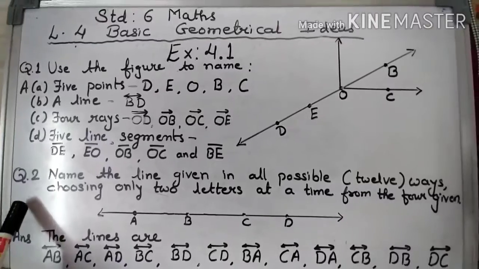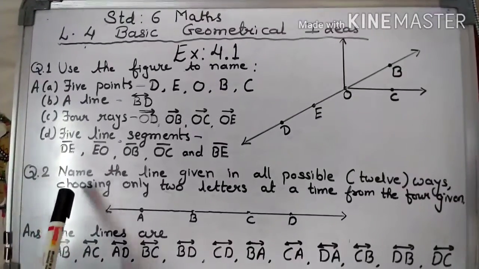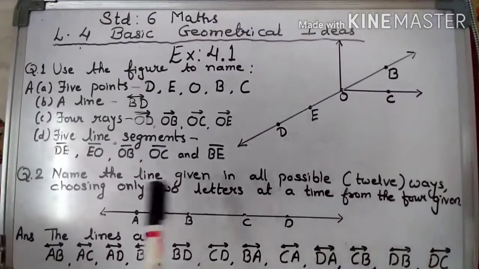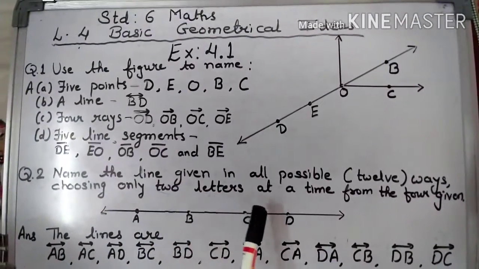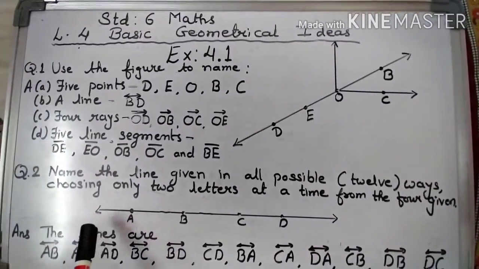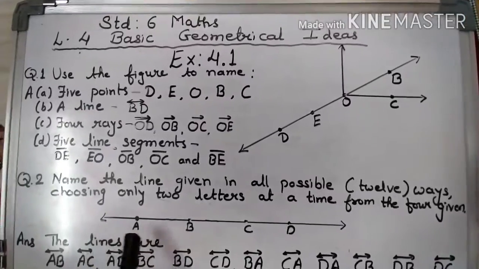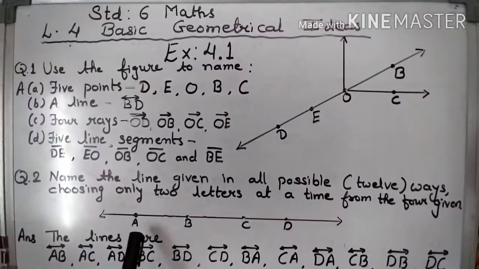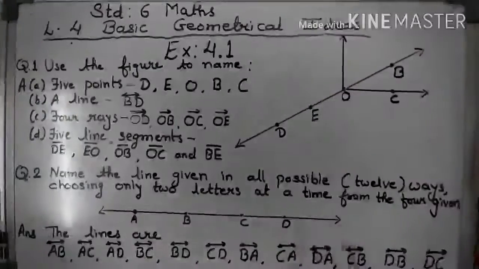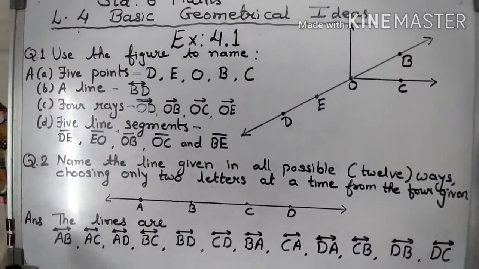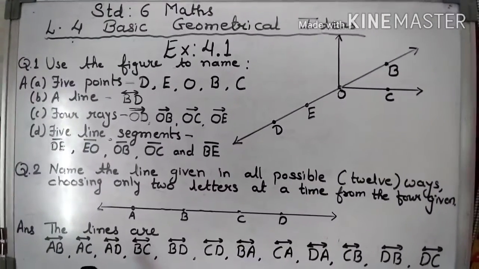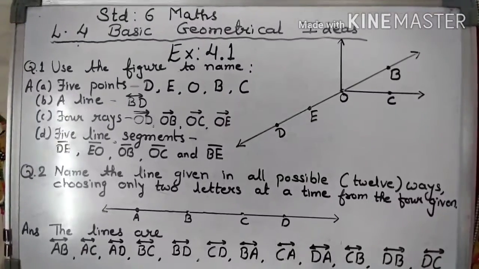Now let's move to our question number 2. Name the line given in all possible 12 ways, choosing only 2 letters at a time from the 4 given. Look here, children, one line is given. You can see the points A, B, C, D. These are the points on the given line. Now, what you have to do is write down the line in 12 ways.